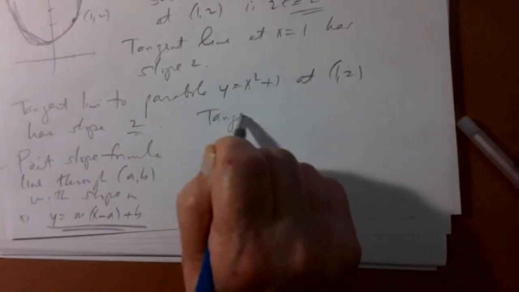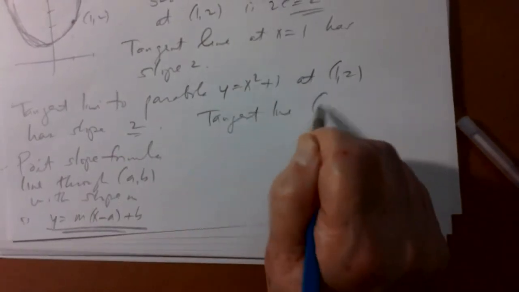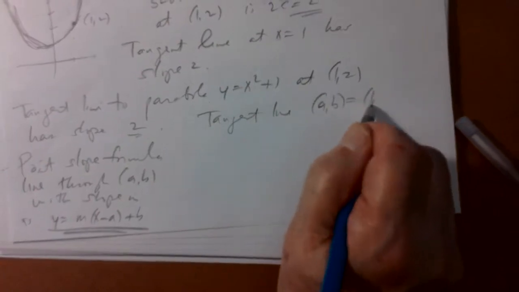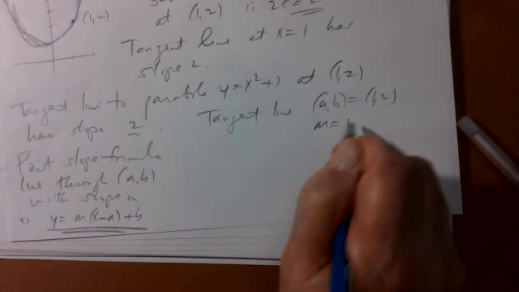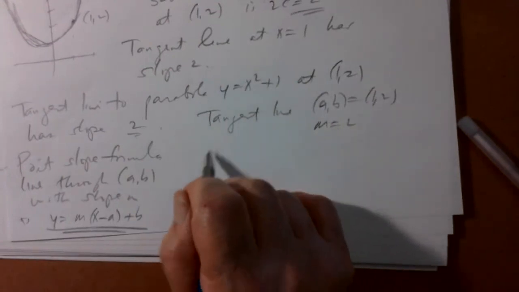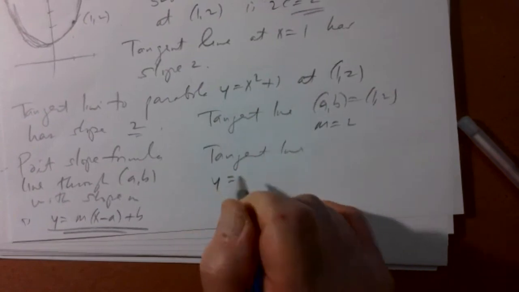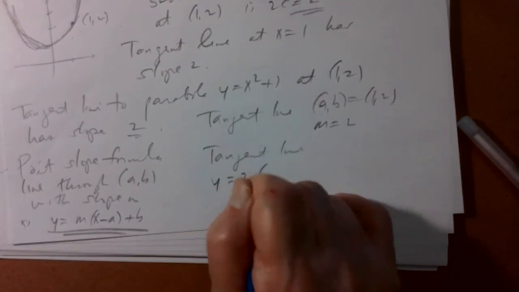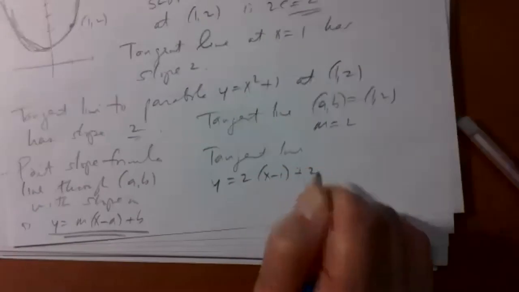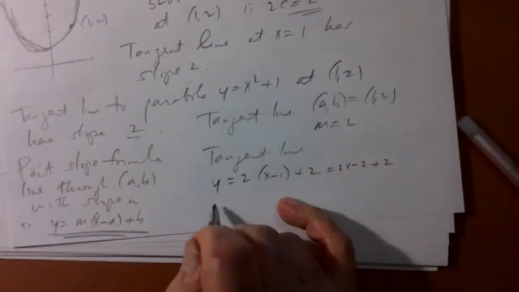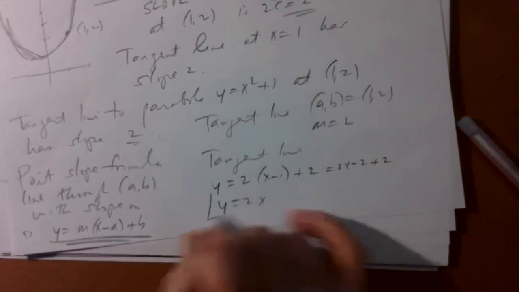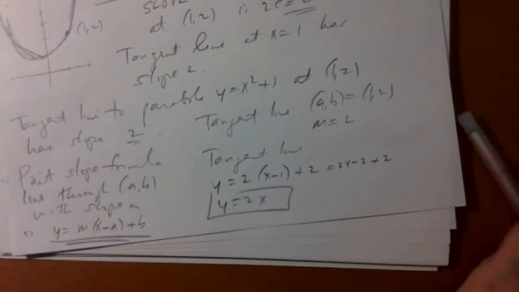So what is the tangent line? The point (a, b) is (1, 2). So a is 1, b is 2. The slope is 2. So the tangent line is y equals 2 times (x minus 1) plus 2. 2x minus 2 plus 2, y equals 2x. That's the tangent line.